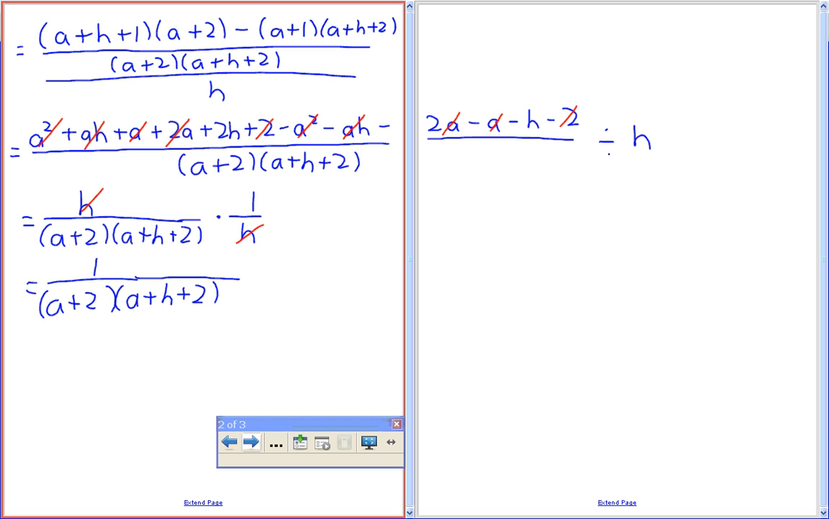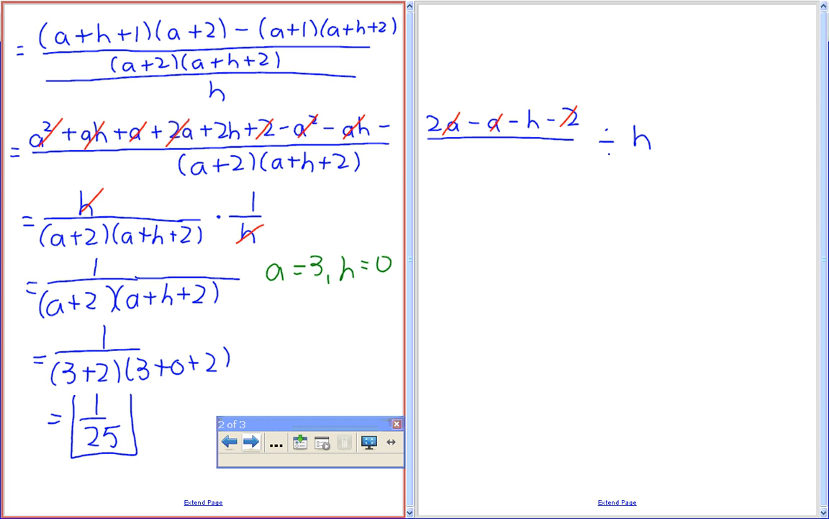Okay, hurry up to Melody. What is my A, what is my H in this question? Can you sub some numbers in for me, please? 1 over 3 plus 2 bracket 3 plus 0 plus 2, which I think is 1 over 25. Yep, that makes sense. That is cool, if I do say so myself.